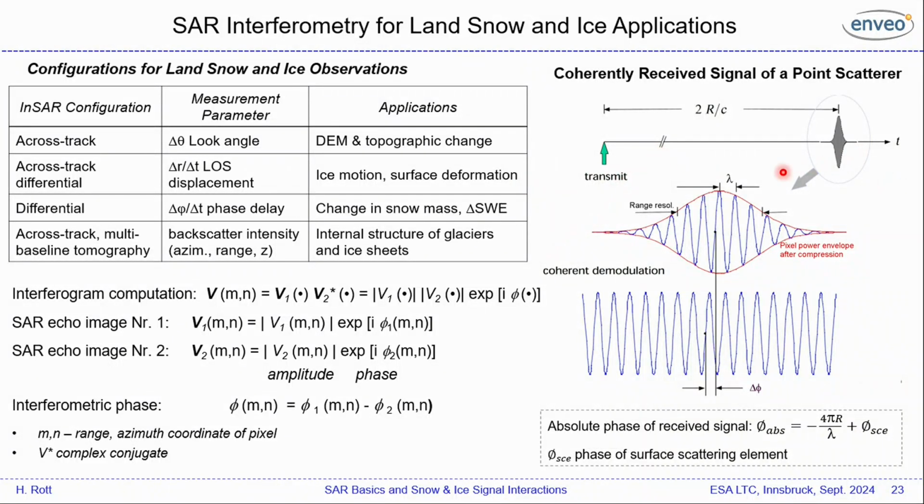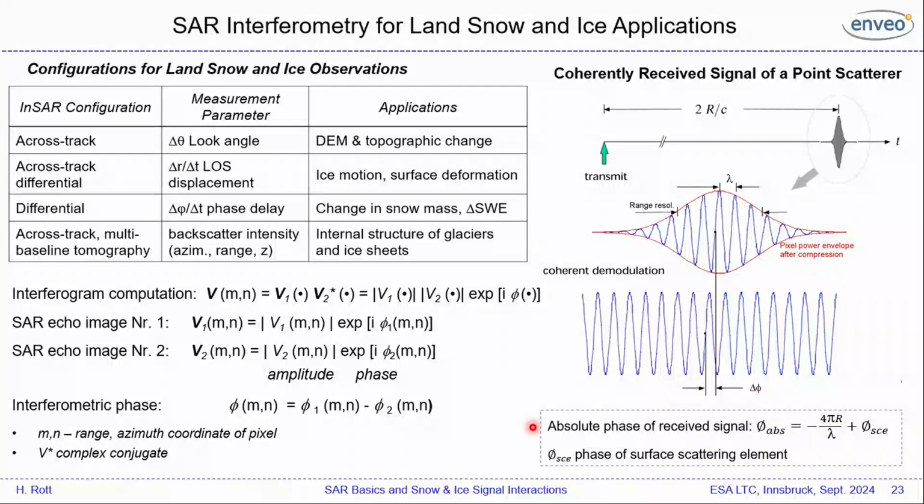Now this shows again the coherent signal, where we have a single pixel, the wavelength and the range resolution, and the difference in phase is illustrated here, just well known. The interferogram is computed from the complex data, where we have the amplitude, which is the magnitude of the signal, and then we have the phase. And we have these two SAR echoes, amplitude and phase. Then we pick out only the interferometric phase, and the interferogram shows the difference of this phase for the pixel in azimuth and range coordinates.